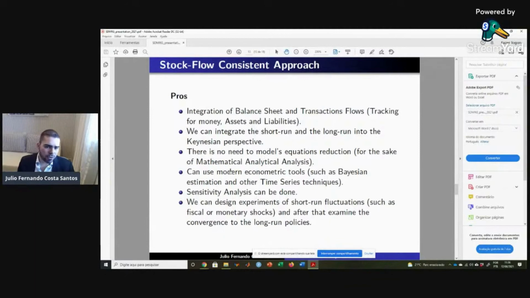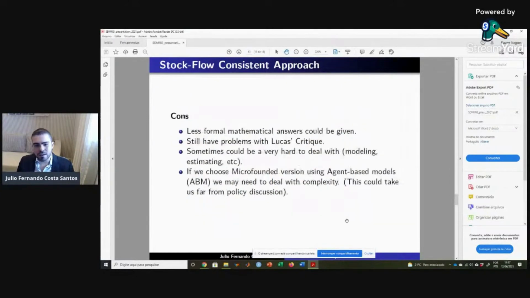We can use modern econometric tools to try to calibrate the model, such as Bayesian estimation and other time series techniques. We can perform sensitivity analysis, giving a shock and trying to understand how the model will work. Also, we can design experiments of short-run fluctuations, such as fiscal or monetary shocks, and after that examine the convergence to the long-run policies or to the long-run trends that we mentioned here in the new developmentalist proposal. As for the cons, it is less formal from the mathematical perspective, so fewer answers from the mathematical point of view could be given.